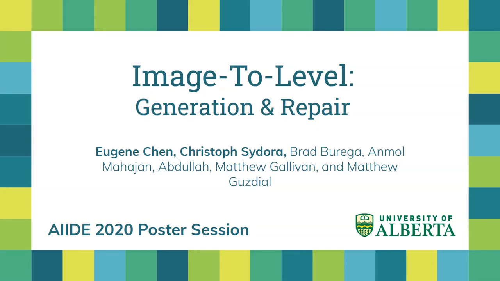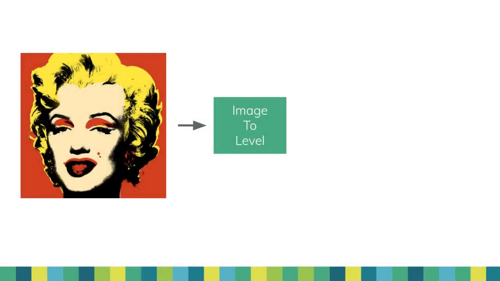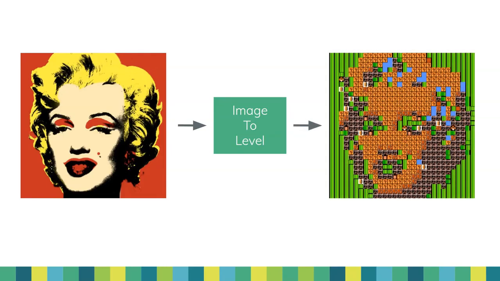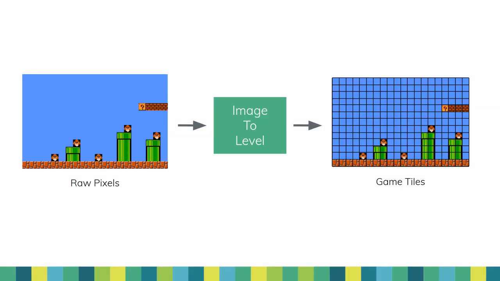We're introducing Image Level, which is a system that transforms images into game levels. For example, it takes an image like this pop art of Marilyn Monroe and turns it into a Super Mario game level. It can also turn raw pixel screenshots of games into game levels as well.